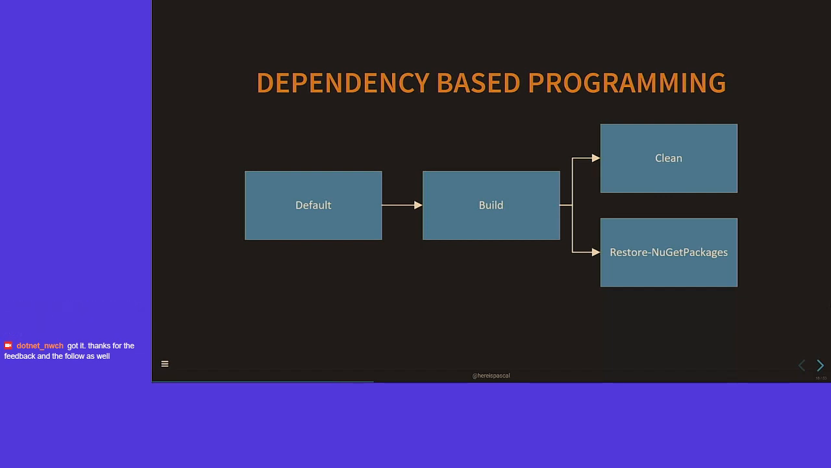So I will show you an example of a Cake script which has four tasks in it, which is a build task, which has a dependency on a clean task, which cleans the output directory. The build task compiles it, and has another dependency on a restore NuGet package task, which restores the packages. And then we have a default task, which does nothing itself, but just has a dependency on build. So this is our default entry point into the script.